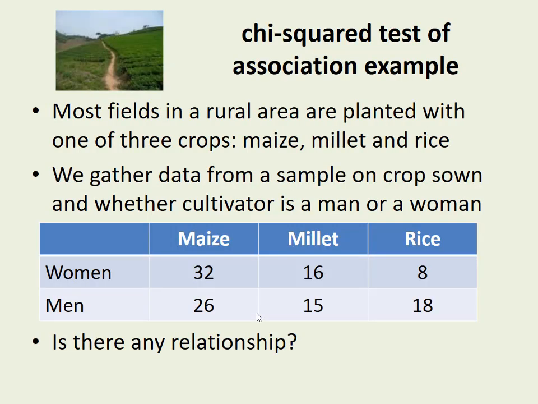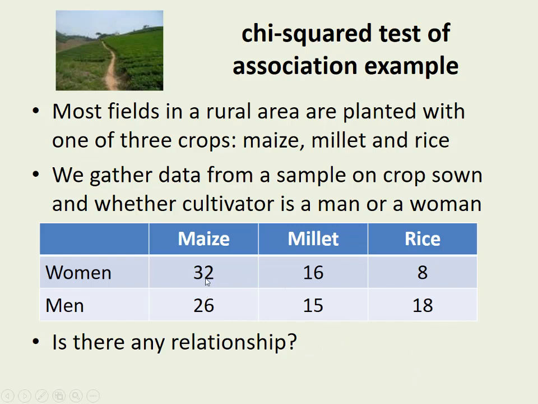And go straight to an example. So if you've got a rural area where, okay, they're growing various other things, but most of the staple crop fields, the main fields, are planted with maize, millet and rice. So gather data from a sample on the crops sown, and you also ask them, okay, is it a man or woman farmer working this field? And here's the answers. So just look at that. So is there any relationship between the sex of the farmer and the main crop they're going for in their fields? Okay. Well, does it look like it?